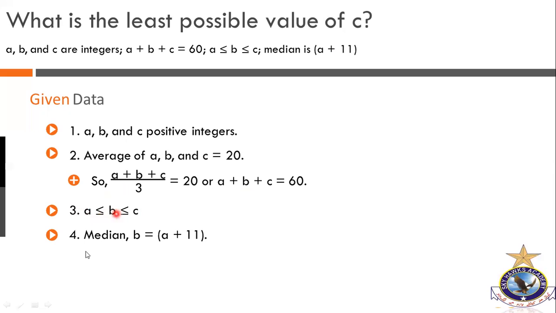Yes, you're right. Now the last but not the least thing is the median, that is B is equal to A plus 11. Nothing more than these. The fifth one, can you guess any?